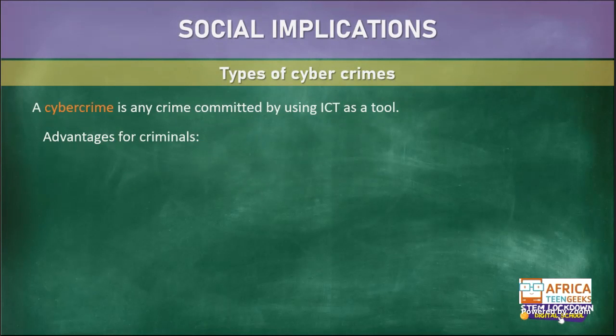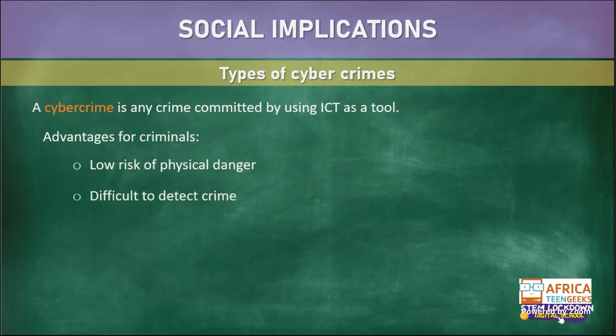We said earlier that cybercrime is any crime committed by using ICT as a tool. It has some advantages for the criminals as well. Number one, there is low risk of physical danger as compared to real life criminals. They are in danger. They can easily be spotted and can easily be arrested. Whereas cyber criminals, they hide in the cloud using pseudonyms. They can even use VPN to hide their IP addresses such that they cannot be traced.